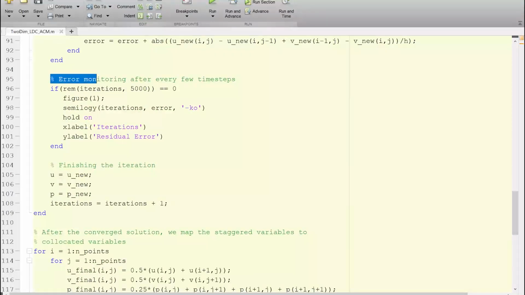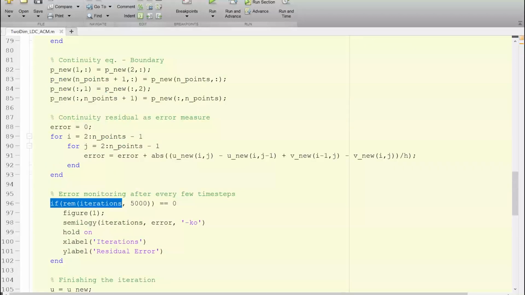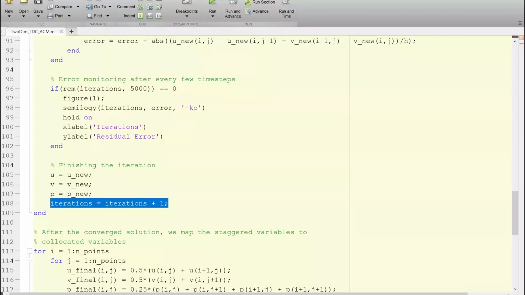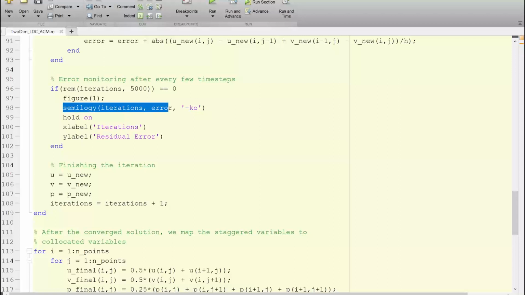So now comes the part about monitoring the error after every few time steps. You remember that I told you that after every few iterations, we can also monitor the solution. And I say that if the remainder of the variable iterations, which I am defining as iterations plus 1 at the end of the time step, divided by 5000 is zero, go to figure 1 and plot the iterations versus error. And I'm using this command called semilogy, which would be clear very soon once I run this code. And it would hold on until we get the final solution. And I'm just labeling this plot because I told you this is a good practice.